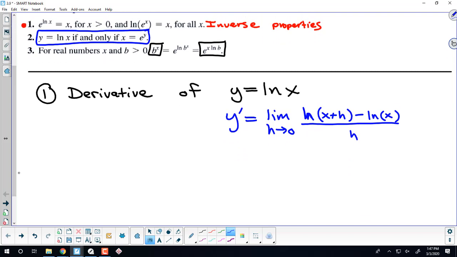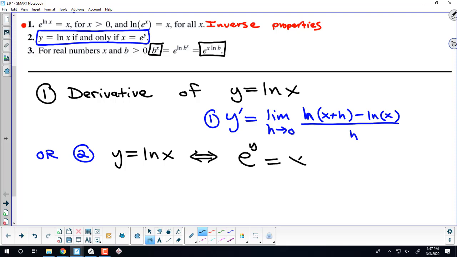Or since we have other techniques that we've developed, we can look at y equals the natural log of x in a different way. If y is the natural log of x, what that means, so we'll write this double implication arrow, is e to the y is equal to x. That's the definition of the natural logarithm. Although we don't know the derivative of the natural log of x, can we take the derivative of e to the y equals x? Yeah, we can, using implicit differentiation.